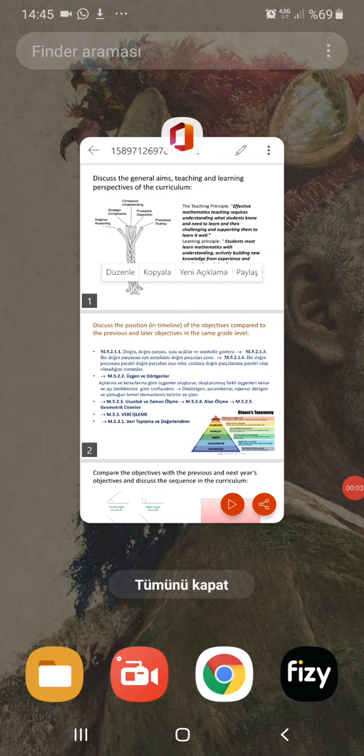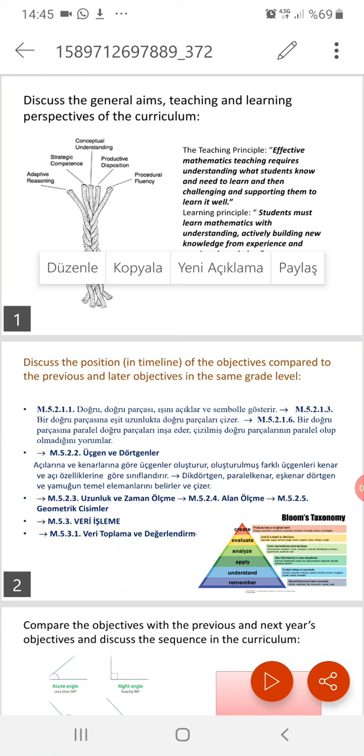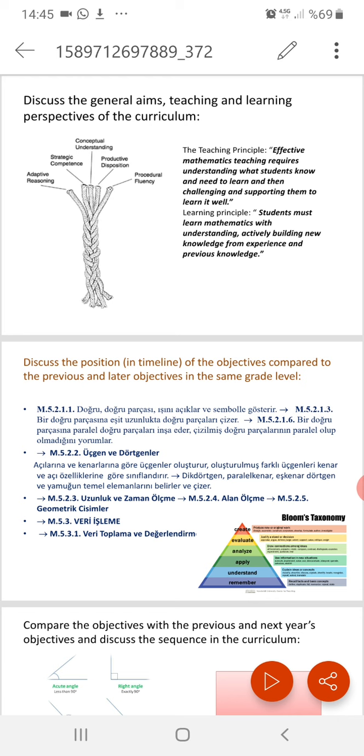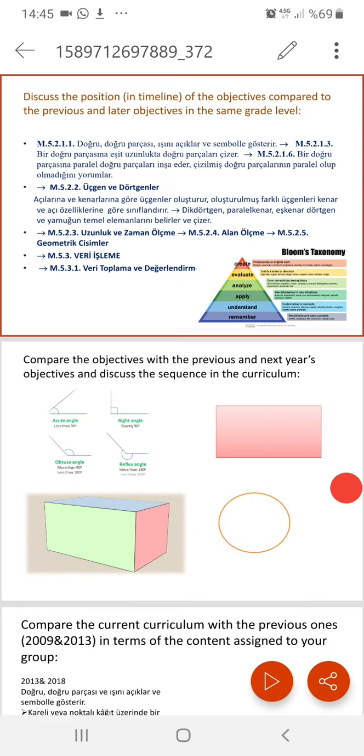We looked at 5th grade curriculum. Our topics are geometry, measurement and data processing. I'll try to give you a quick overview of our curriculum analysis. We used Van Hiele geometry stages and Bloom's taxonomy for the theoretical foundation for the report.